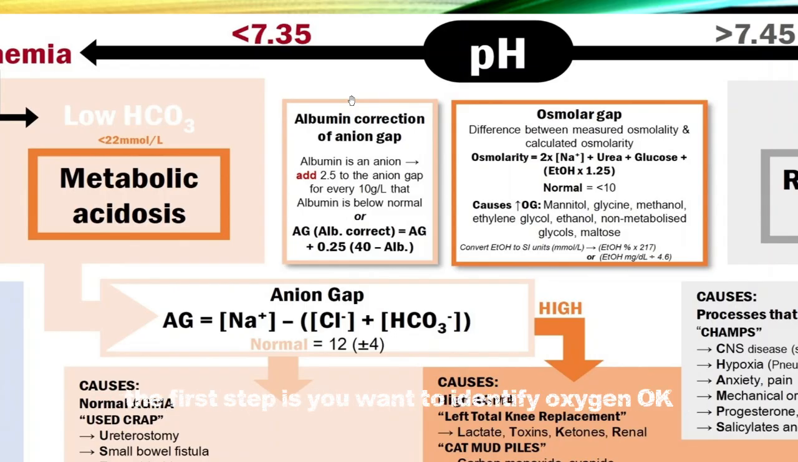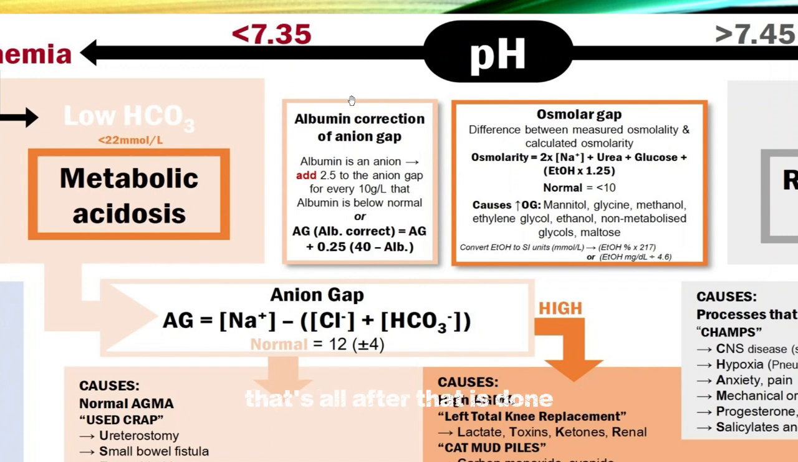The first step is you want to identify oxygen. Is there adequate oxygenation? How do you identify that? By looking at the normal values of oxygen. If the oxygen is less than 80, it's hypoxia. If it's within 80 to 100, then it's normoxia, it's normal.